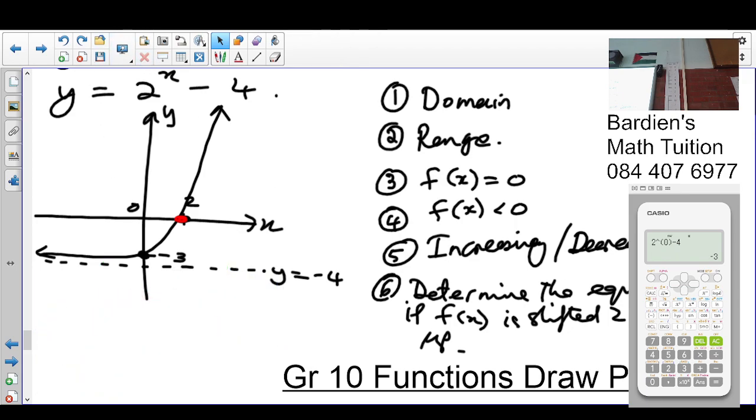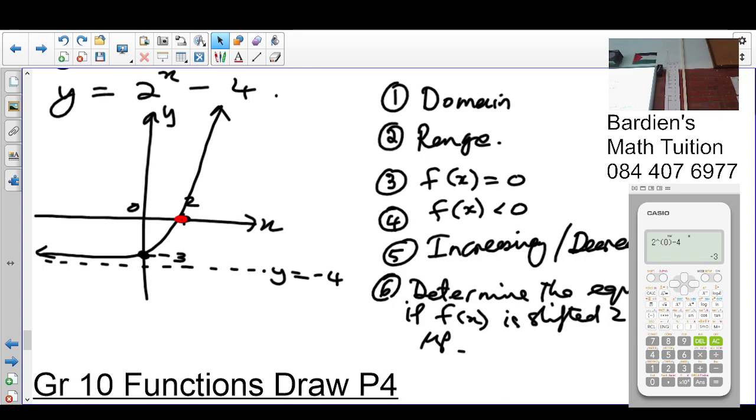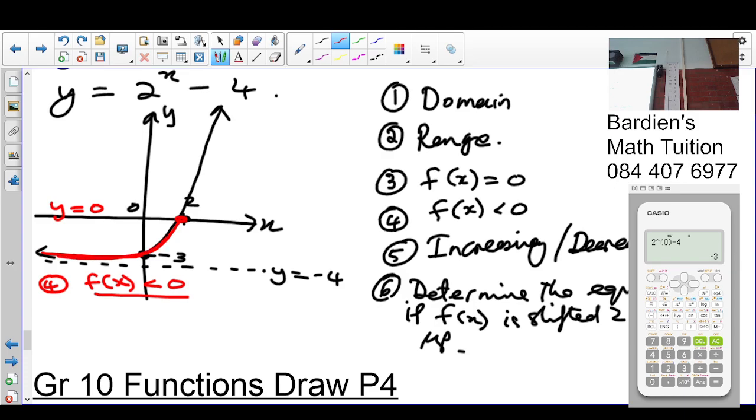Number 4. Where is f of x less than 0? So if something must be less than 0, it must be below the x-axis, not so? Is this below or above? Below. Below till which point? Till 2. x is equal to 2.